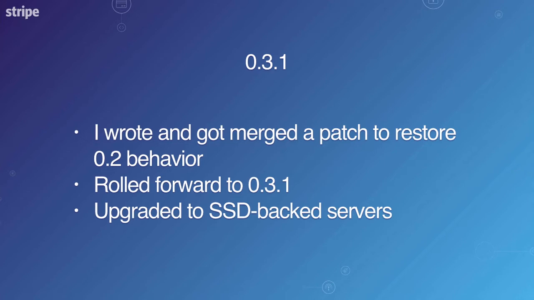We were able to roll forward to 0.3.1, which was 0.3 with several bug fixes, including that patch. We upgraded to SSD-backed servers, and the Raft cluster was basically happy at this point. The cluster was able to maintain consensus, maintain stable leadership for minutes at a time.